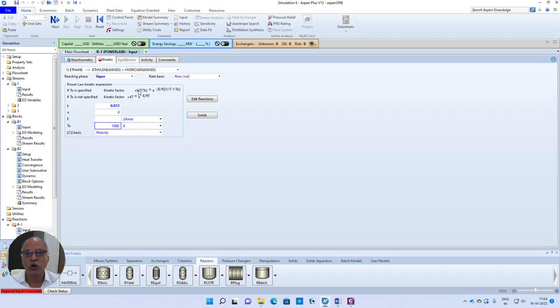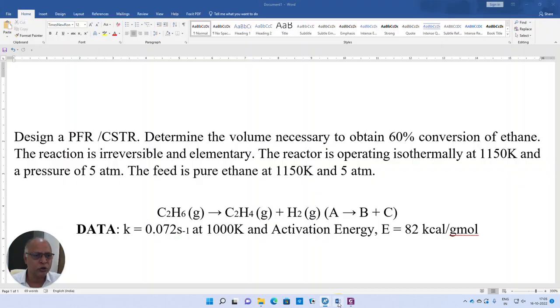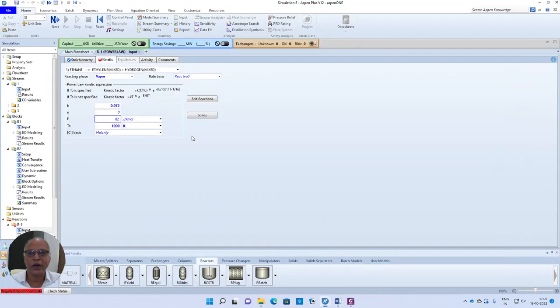You know the value of K0 at T0. We are going to calculate K at any given temperature using this equation. Now you don't require the value of A. So we need to specify the activation energy, which is given as 82 kilocalories per gram mole, I suppose. Yeah, kilocalories per gram mole. So change the unit system. Required input is complete. We should be in a position to run the problem.